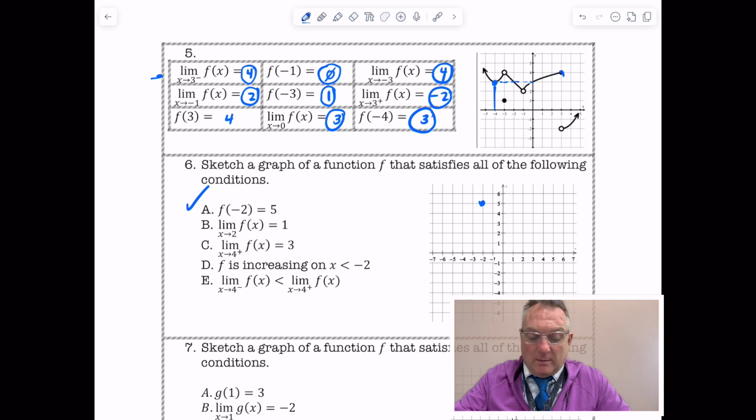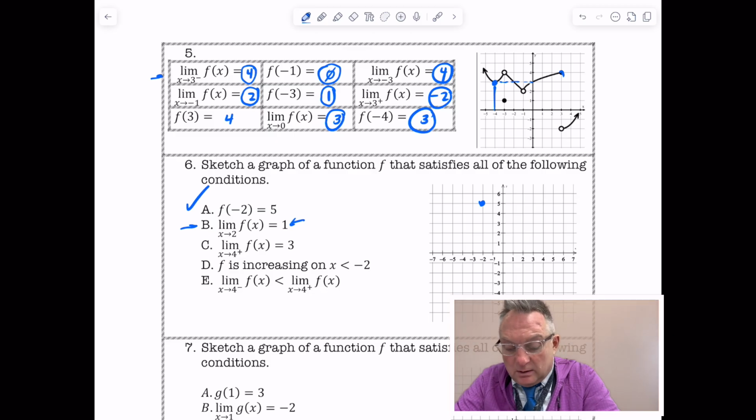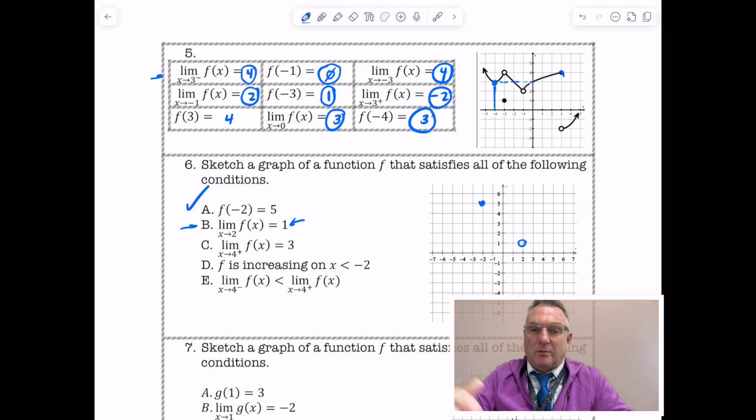So then it's just a matter of, you just don't want to draw too much too quickly. So the next one says when x approaches 2, the limit is equal to 1. So basically I'm going to have the point (2, 1). It could be an open circle or closed circle right there. And it's going to connect to that open circle, but I'm not going to draw anything yet because there might be some other stuff going on. Okay.